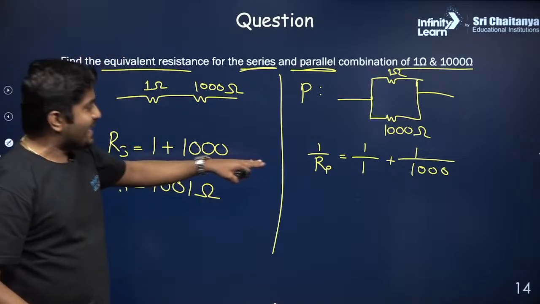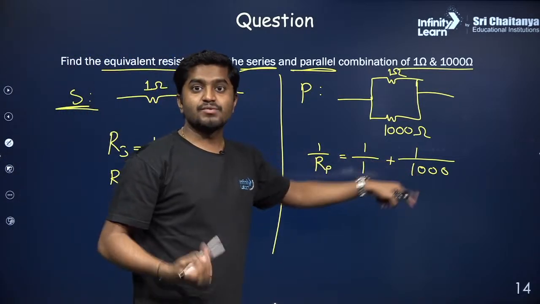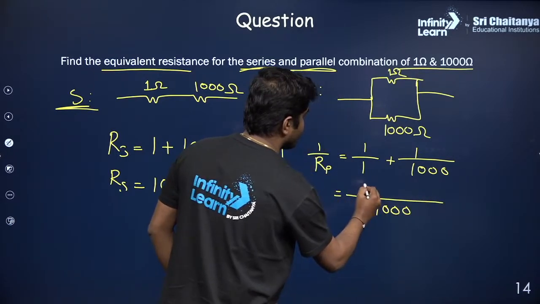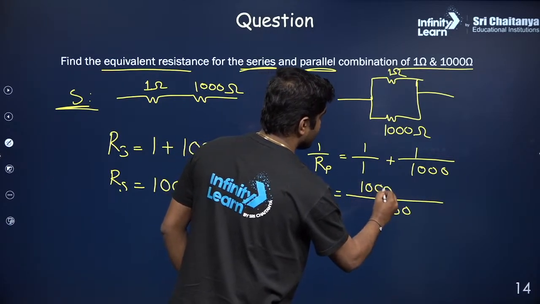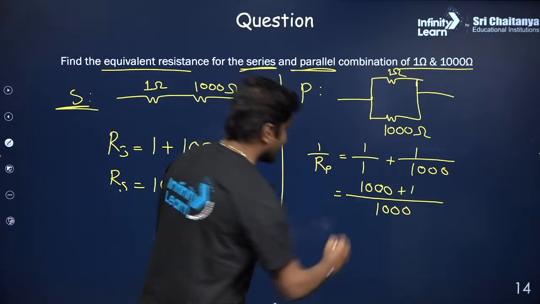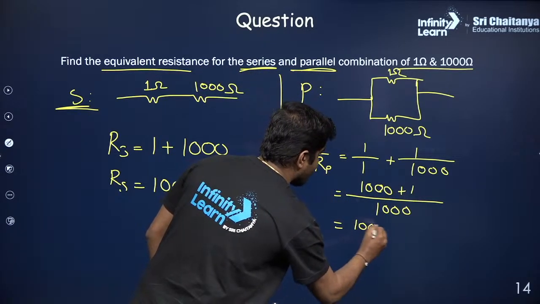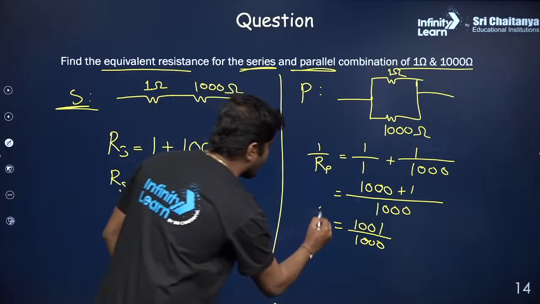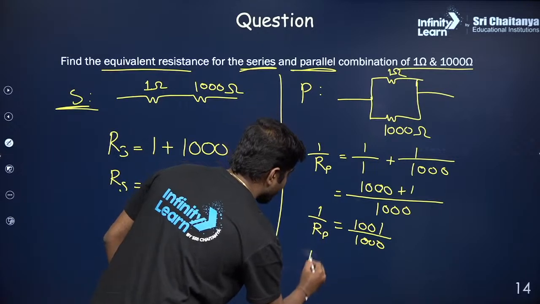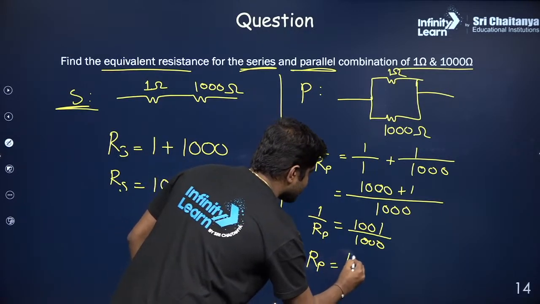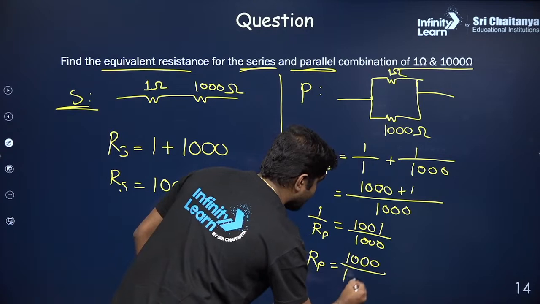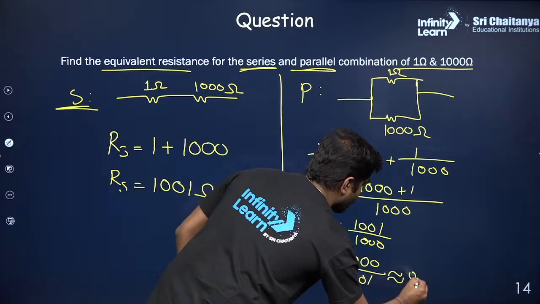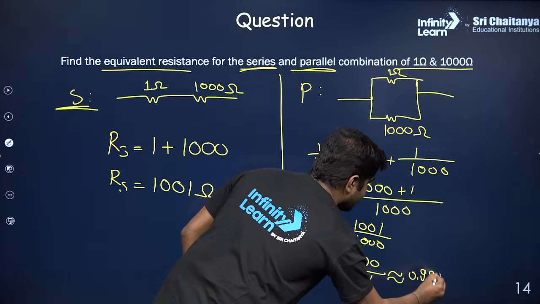Yes? So the LCM of 1 and 1000 is 1000. So I'll write the LCM, which is 1000. So in the numerator it would be 1000 plus 1. That is 1001 divided by 1000. But this is 1 by Rp, correct? So what is Rp value? Rp value is 1000 divided by 1001, which comes out to be approximately 0.999.